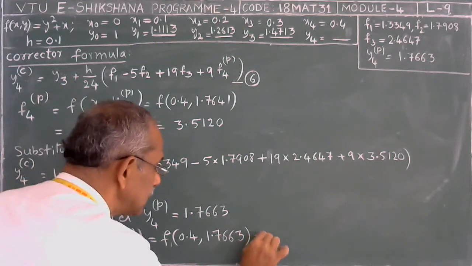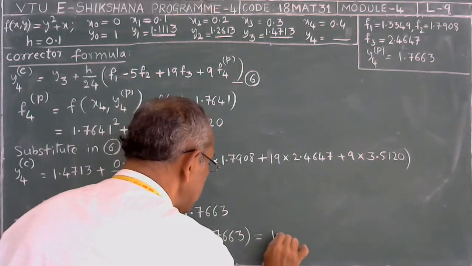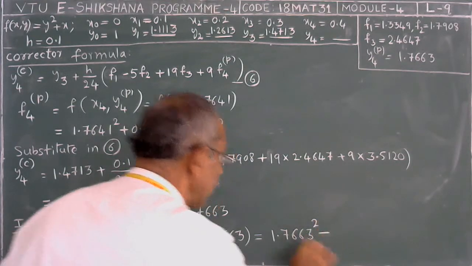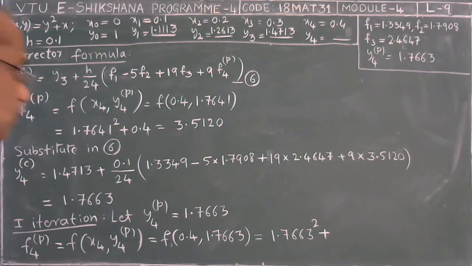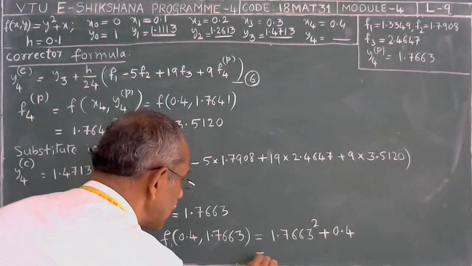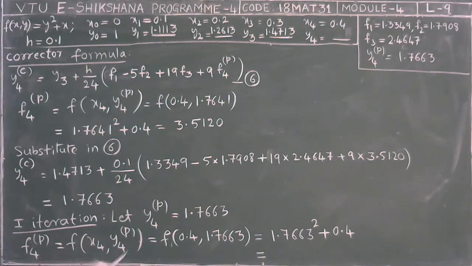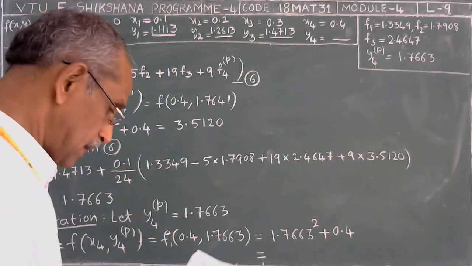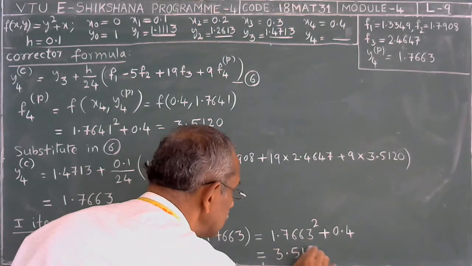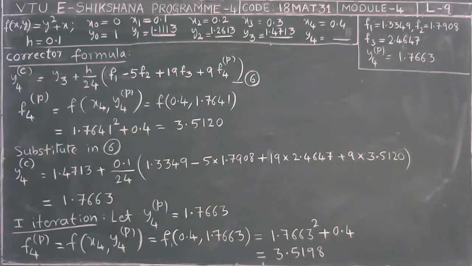So by definition, this is 1.7663 whole square plus x. X is 0.4. So if you calculate carefully using the calculator, you get F4P is equal to 3.5198.